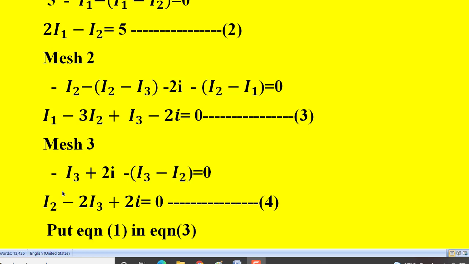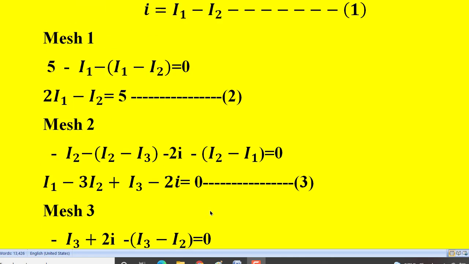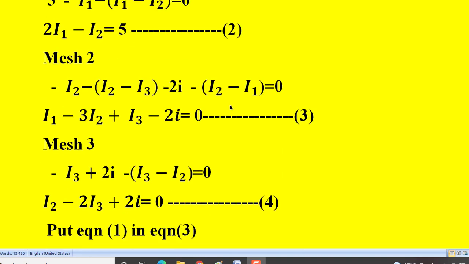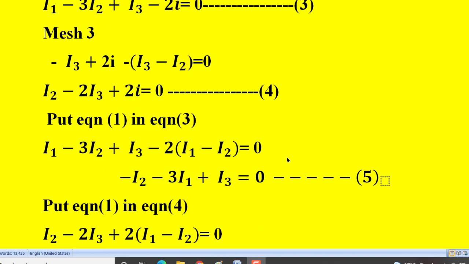So once we have this, we can simplify further. So that is I2 minus 2I3 plus 2I is equal to 0, and we say this is equation 4. Now put equation 1 in equation 3. What is that equation 1? It is nothing but small i is equal to I1 minus I2. That is what we are going to put in these equations.